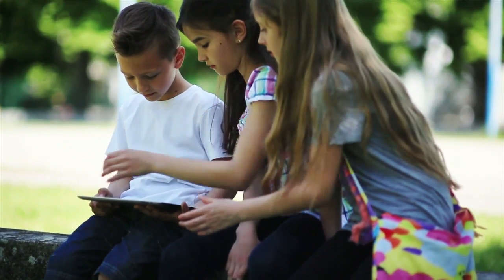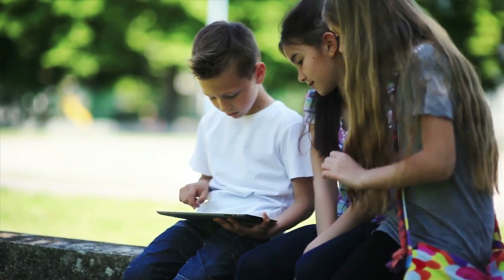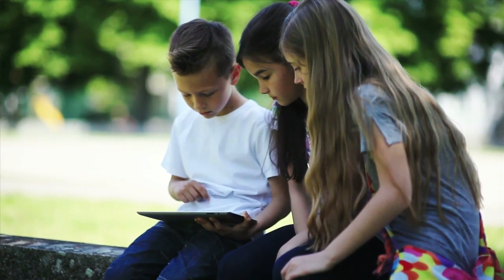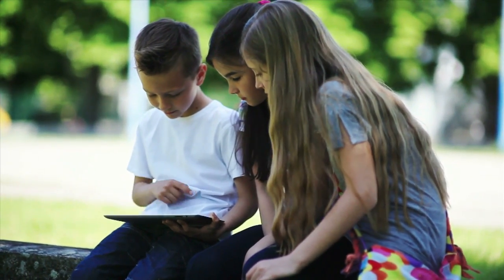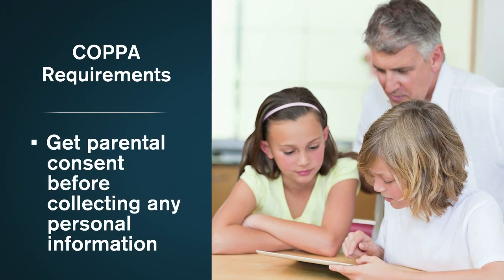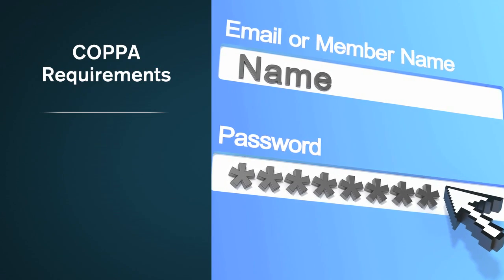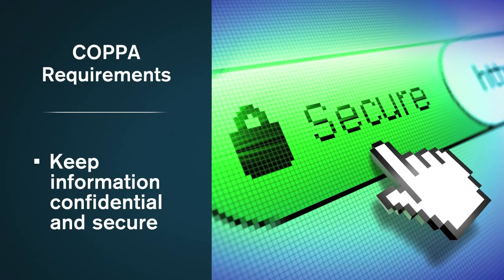If your app is designed for kids, or if you know that you collect personal information from kids, you might have additional requirements under the Children's Online Privacy Protection Act and the FTC's COPPA rule. Under COPPA, any company whose app is directed to users under 13, or who knows that a user is under 13, must clearly explain its information collection practices. In addition, COPPA requires you to get parental consent before the app collects any personal information from a child, and requires that you keep a kid's personal information confidential and secure. Visit the Business Center for compliance advice.